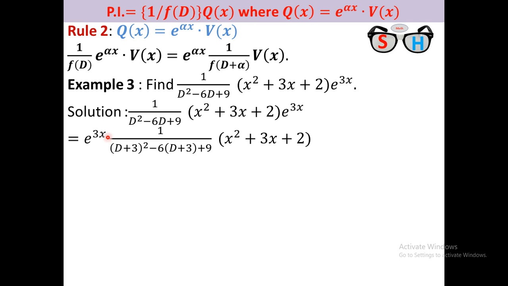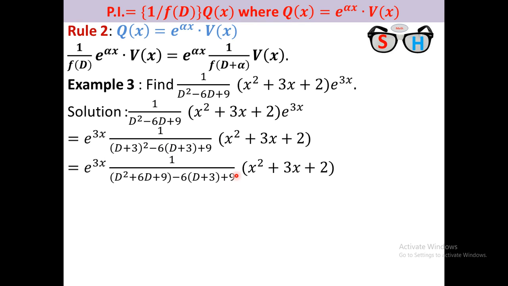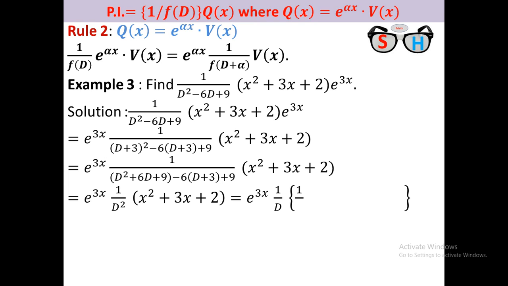Now, after simplification, what do we get? D square plus 6D plus 9 minus 6D plus 3. You see that here 9 minus 6 into 3 minus 18 plus 9, 9 and minus 18 is 0, and minus D plus 6 equals 0. There is only 1 by D square. Therefore, e to the power 3x times 1 by D square of x square plus 3x plus 2. That means 1 by D square means integration of x square plus 3x plus 2 two times.